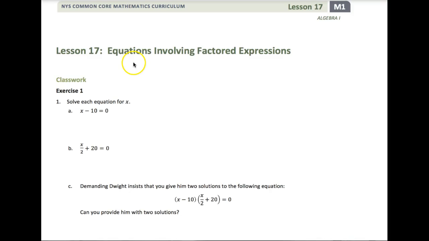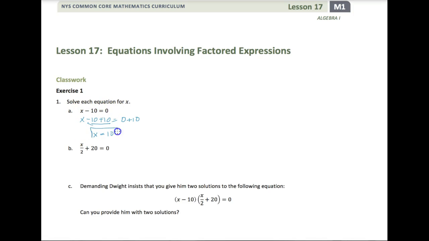Lesson 17, student page 94, equations involving factored expressions. Solve each equation for x. Well, we're pretty good at this stuff. x minus 10 plus 10 equals 0 plus 10. 0 pair right here, so x is going to equal 10. 10 minus 10 is 0.